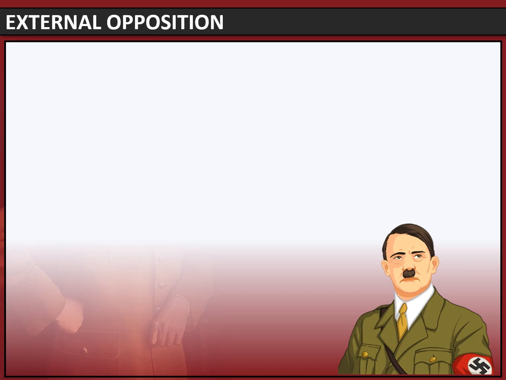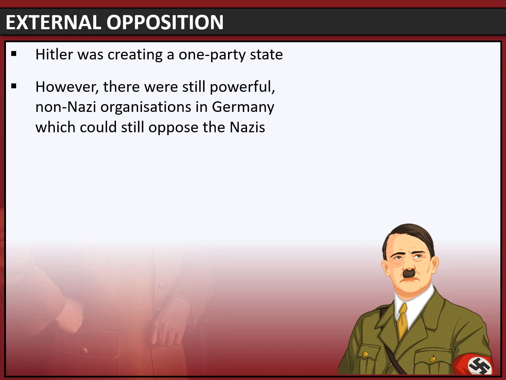So let's talk about how Hitler dealt with external opposition. As you know, Hitler was busy creating a one-party state from the moment that he was appointed as Chancellor. We've already looked at how he used the Reichstag fire to increase his powers, and then the Enabling Act to increase his powers within the law by changing the constitution and making himself a dictator who could make law without consulting the Reichstag. However, despite these increases in Hitler's power, there were still some powerful non-Nazi organisations in Germany who could still make trouble for the Nazis and oppose them.